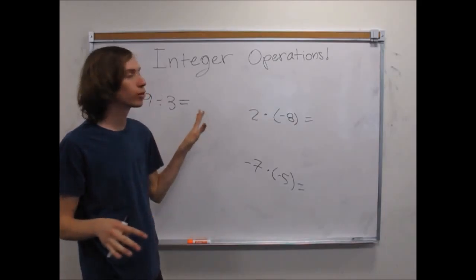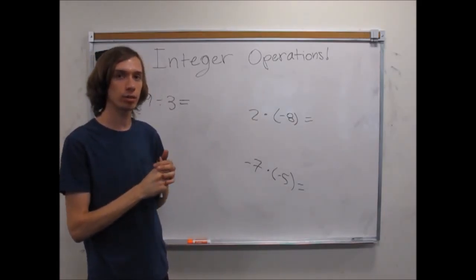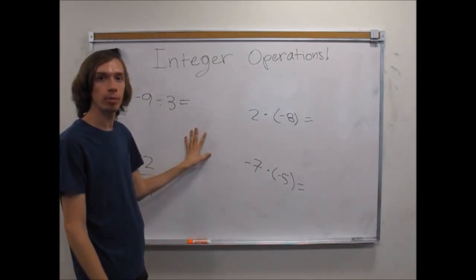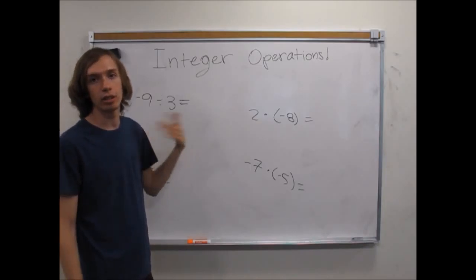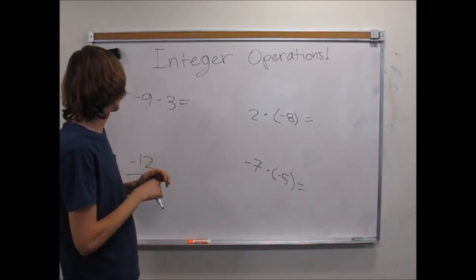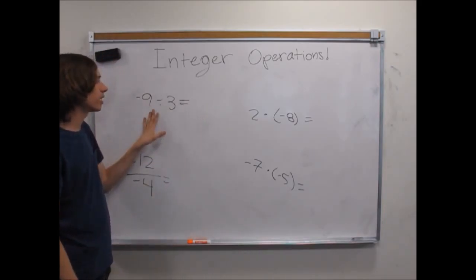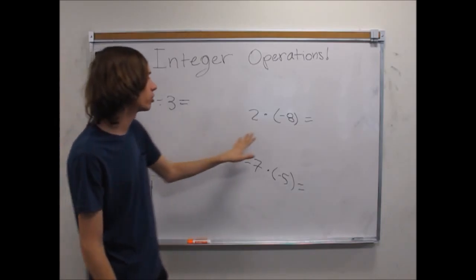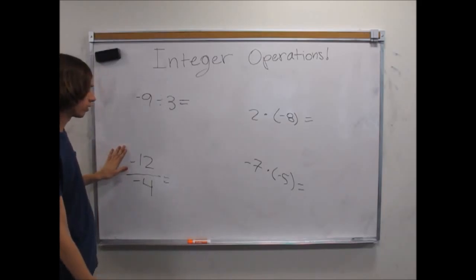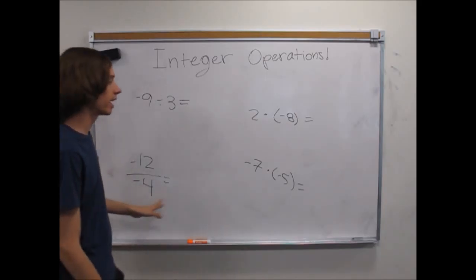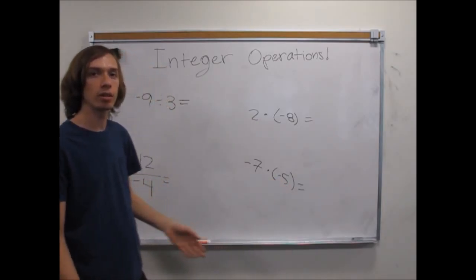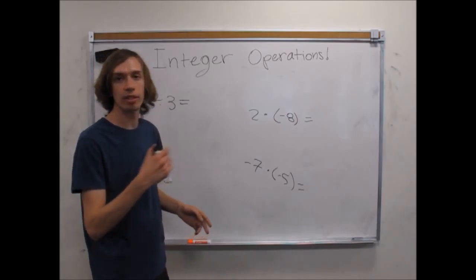Alright, so now we know all the rules for multiplying and dividing integers with the signs. So now I want you all to try these example problems. I'll read them out to you really quick, and then you can try them on your own. Pause the video, and then afterwards you can resume the video, and I'll help you solve them all. So over here, this one says negative 9 divided by 3. This one says 2 times negative 8. This one says negative 12 divided by negative 4. And this one says negative 7 times negative 5. So pause the video, give all of those a try, and then resume the video when you're ready.